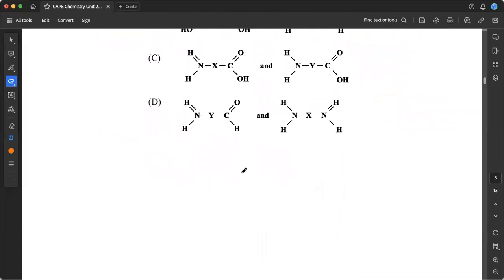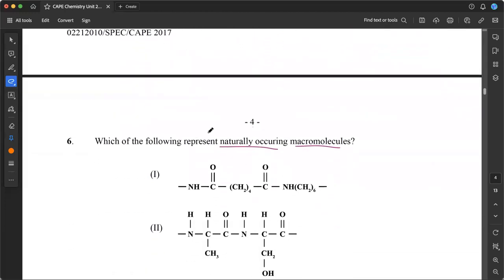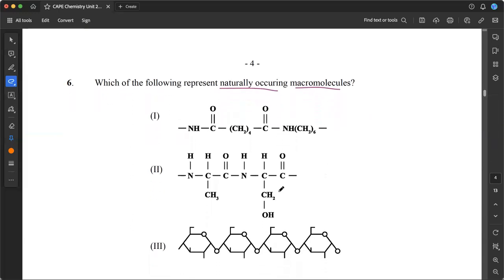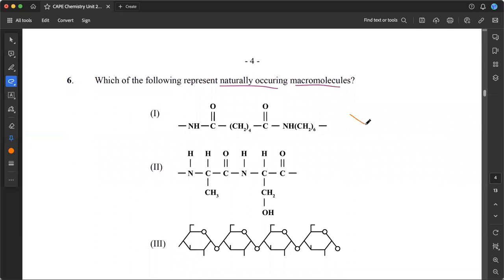And then moving along to question 6. Question 6 says, which of the following represent naturally occurring macromolecules? So we're looking for macromolecules that are found in nature that we didn't synthesize in a lab. It's just found naturally. And so the very first one that we look at here, we see that this is nylon 6,6, and that's a synthetic polymer. So that's not natural at all. So we strike out this one.